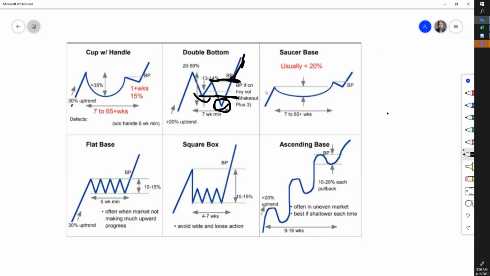Other variants, so saucer usually mas mababaw yung naging retracement pero same yung duration and then nagva-vary rin. Usually pagka saucer ang nangyayari dito, may breakout ka and then you have a high handle dito sa area na to. Saucer tapos high handle na pullback and then you get an opportunity to buy on the break of the high handle.